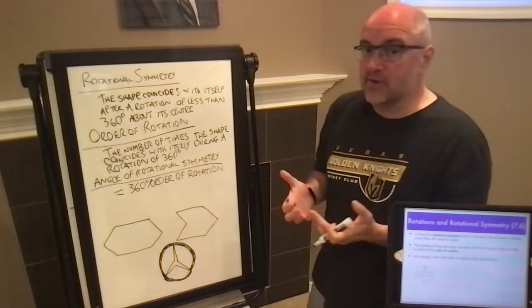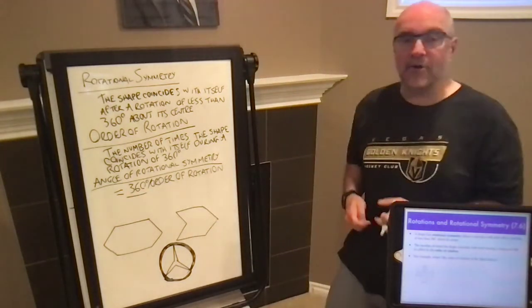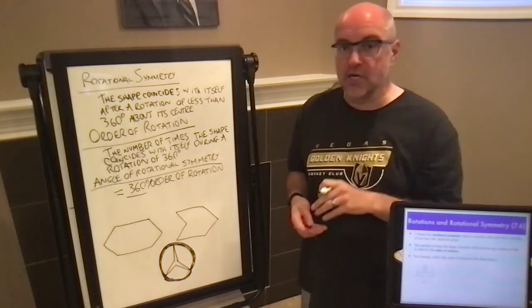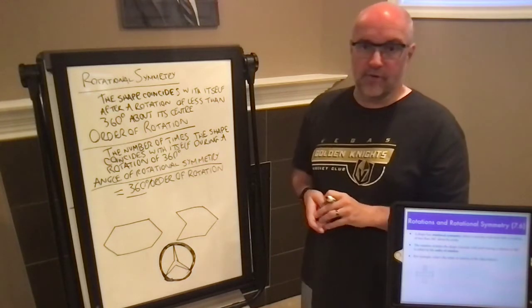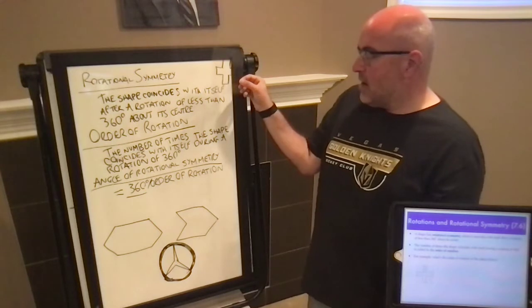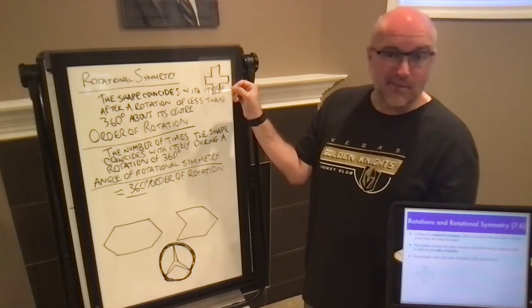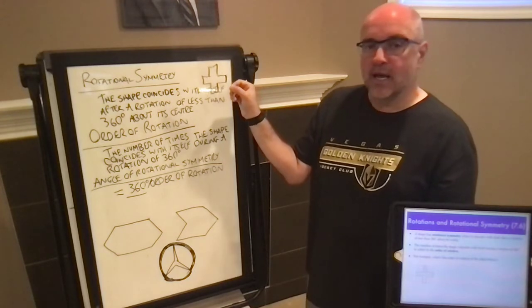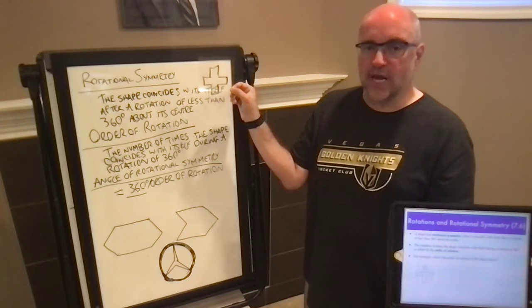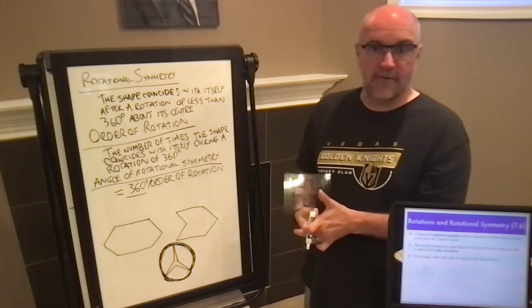So to do this, you take 360 degrees, which is the total amount of the rotation in a single rotation, and you divide it by the order of rotation. So if I wanted to know what the angle of rotational symmetry is for this little plus symbol or cross, again, I would need to know its order of rotation. We've already determined the order of rotation on this one is in fact 4.